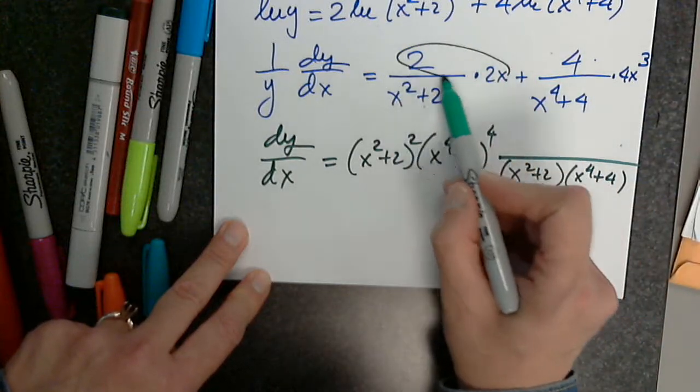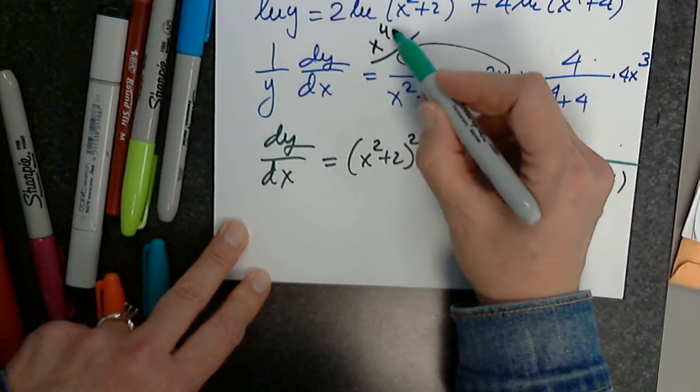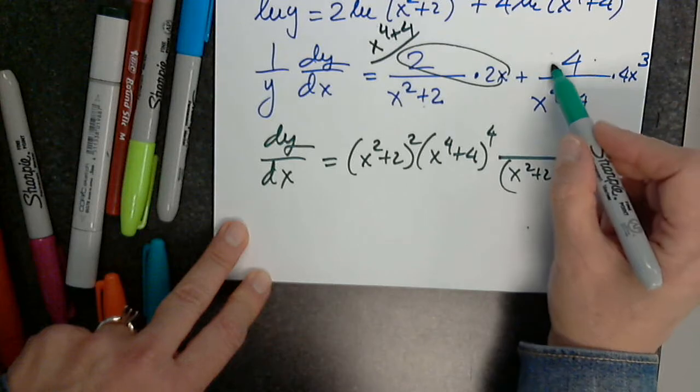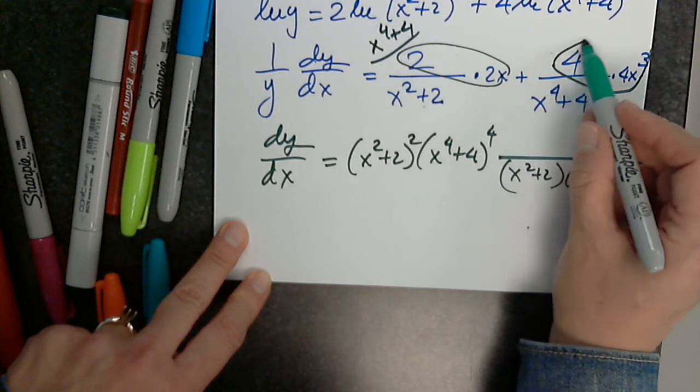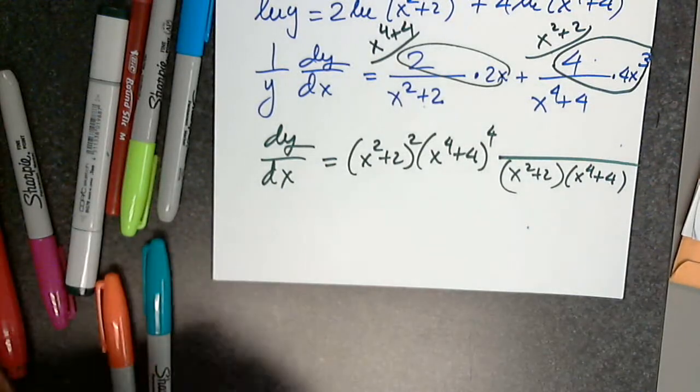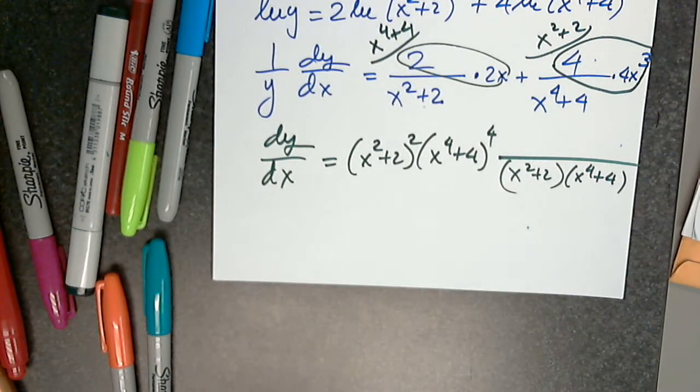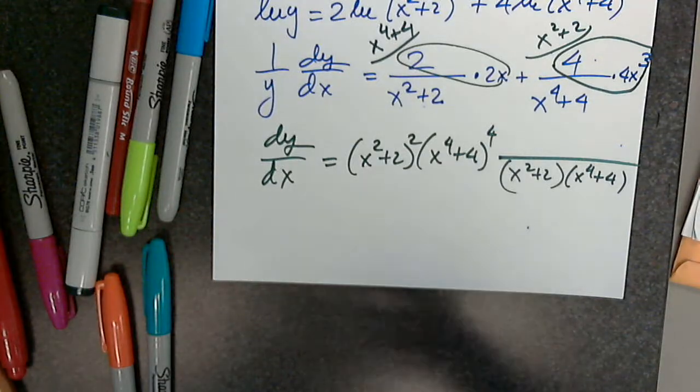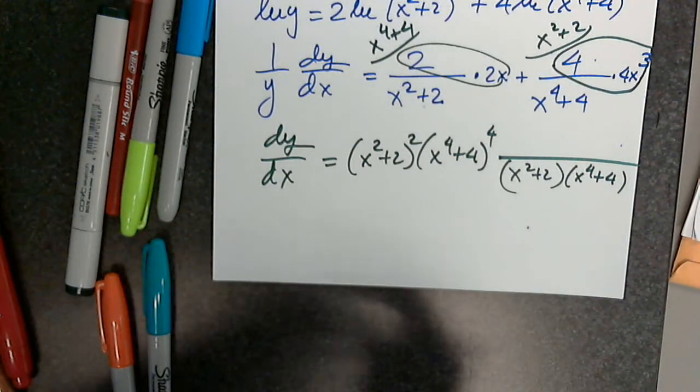I have to multiply 4x by x to the fourth plus 4. I have to multiply 16x to the third by x squared plus 2. So I got myself into a pickle, right? Because I have more work to do on this one.